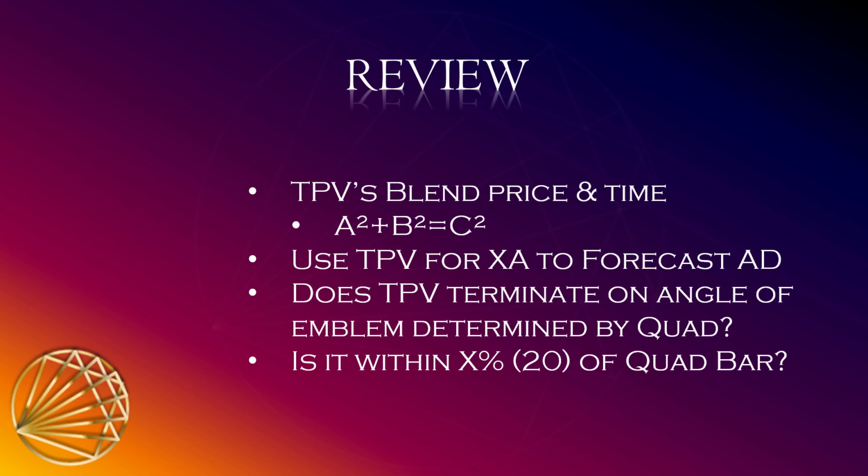Just compare the time that's gone by in the AD projection going from A to the tip of the quad. We take that number in calendar days and we compare that with where the tip of the TPV ends up at 100% on the 52-degree angle, and we use that to determine whether or not it falls within that tolerance level of 20% in this example. So if we have that happening, then we can say, yes, we're using the TPV filter in our trading plan.